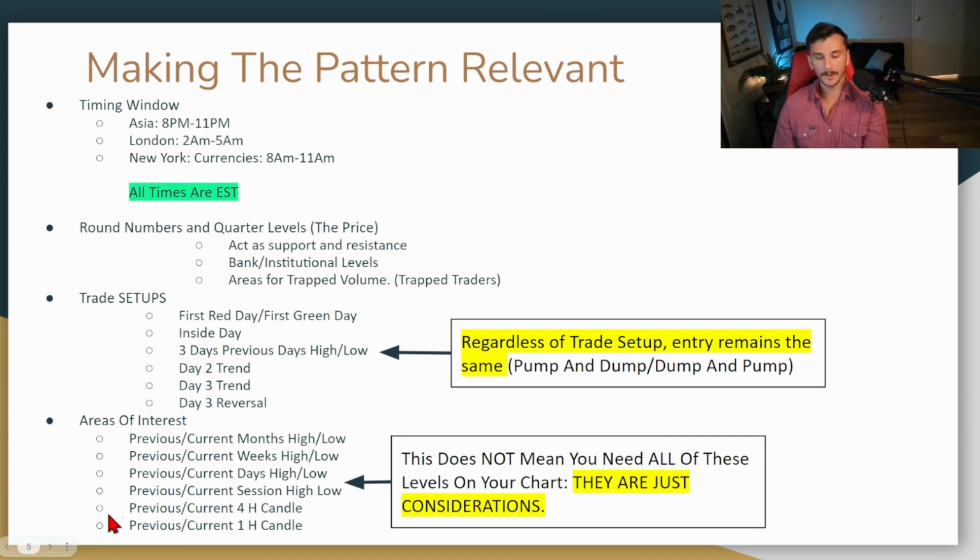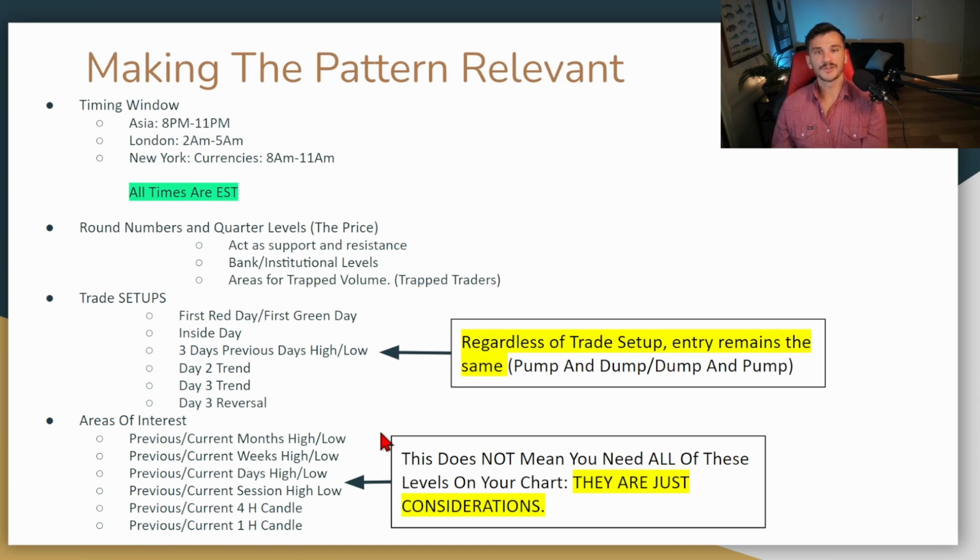You have to be aware that if we're pumping, what are we looking for? Are we going for a different level? Previous year's high, previous month's high, previous week's high? Are we consolidating below a level like previous week's high, looking for that parabolic trend move? You just have to be aware of these levels. And those levels are the previous and current month's high and low, week's high and low, day, session, the previous and the current 4-hour session. You have to understand those ranges. And of course, the previous and the current 1-hour candle.